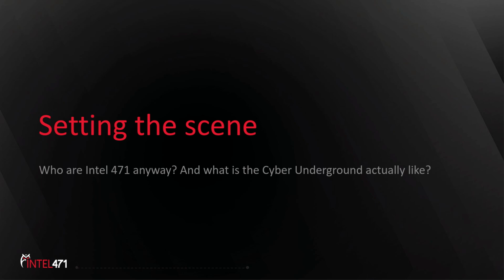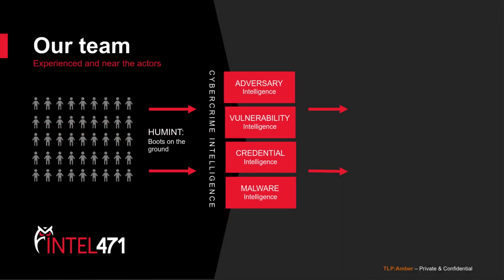So, we'll start by setting the scene. Who are Intel 471 anyway? And before we get started on how you can use CTI, what is the cyber underground actually like? So, who are we? Well, it won't come as a big surprise. We're a cyber threat intelligence company collecting two types of intelligence in what we call the cyber underground. And we'll talk a little bit more about what the cyber underground is actually like in the next couple of slides, because there's some misconceptions there that we think it is important to address.